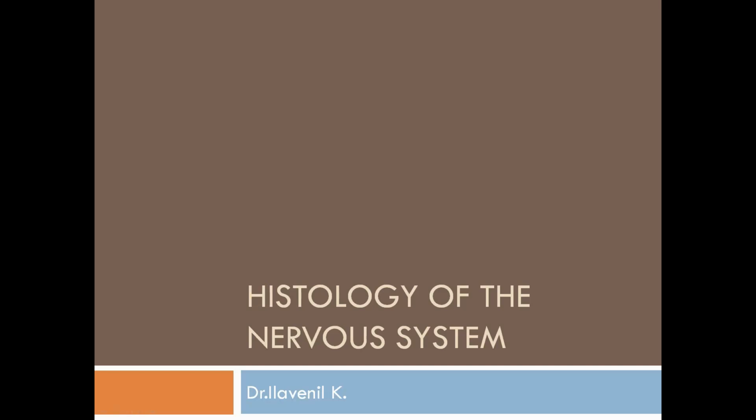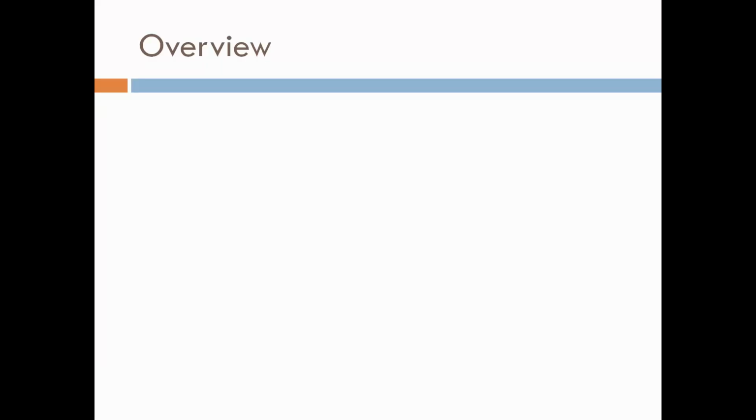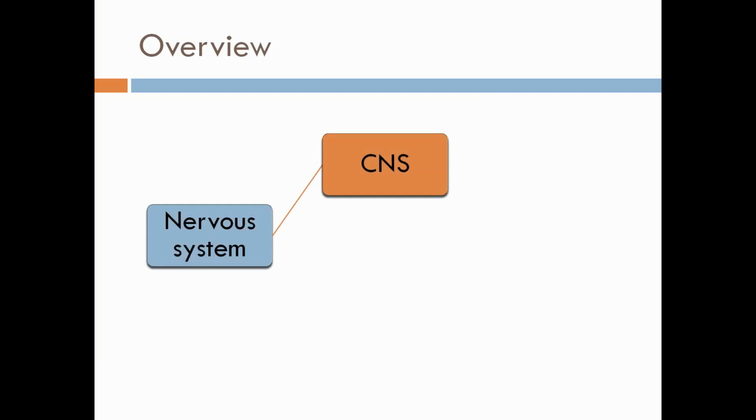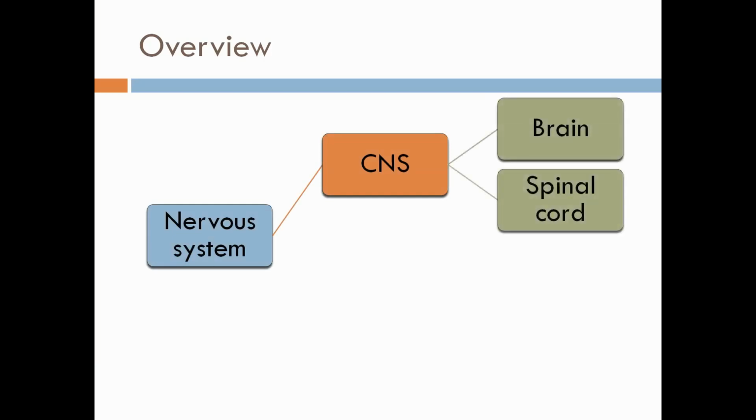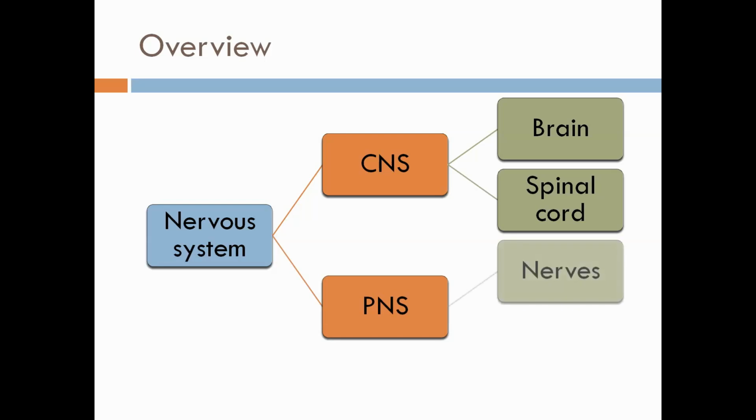This is the first session of the histology of the nervous system. A quick overview of the nervous system. The nervous system is classified into the central nervous system, which comprises the brain and the spinal cord, and the peripheral nervous system, which includes the nerves and their associated ganglia.